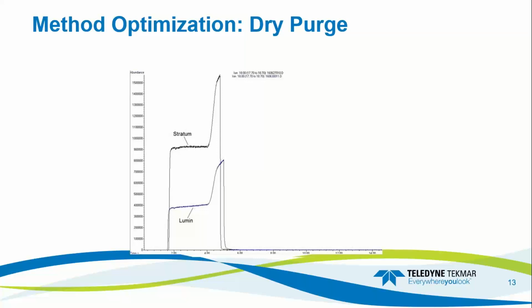Here, we have an overlay of the selected ion 18 from water from the Lumin versus the older model purge and trap, the Stratum. They had the same method parameters of a 1 minute dry purge and a 5 mL sample purge. And as you can see with the new moisture control fitting on the Lumin, which is also on the Atomx XYZ, it outperforms the older model purge and traps by reducing the amount of water transferred to the GCMS.